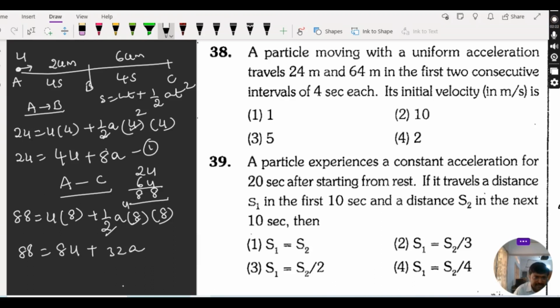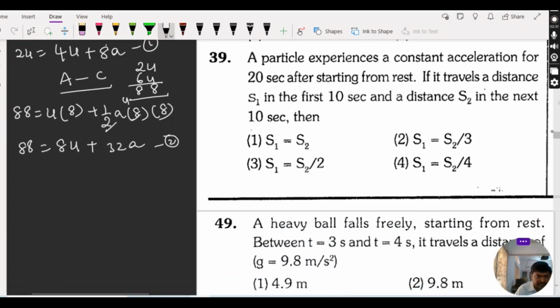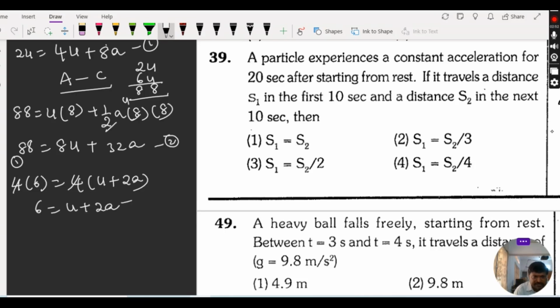This is equation 2. Now see here, from equation 1 and from equation 2. From equation 1 take 4 common, then it becomes 4 into 6, equal to 4 into u plus 2a. And from equation 2 take 8 common. The 4 and 4 get cancelled. This equation is 6 equal to u plus 2a. So this is equation 3.